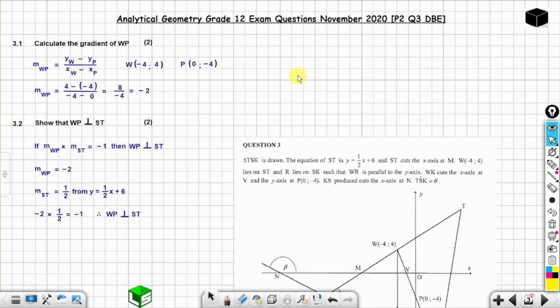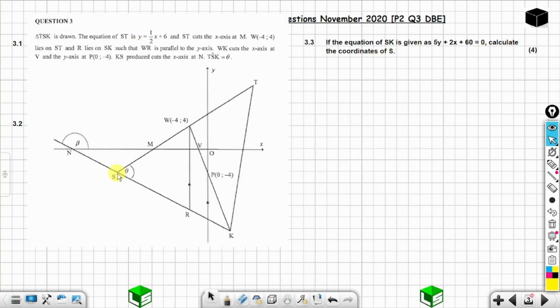Now question 3.3. If the equation of SK is given as 5y plus 2x plus 60 is equal to 0, calculate the coordinates of S, for max. You can see this is S. S is the point of intersection of the line SK and ST. So we are going to equate the two equations, the equation of the line ST and SK, so that we can find the x and y coordinates of the point of intersection.